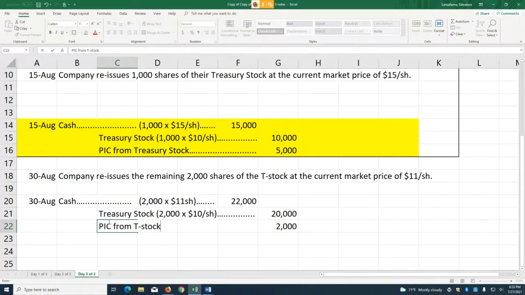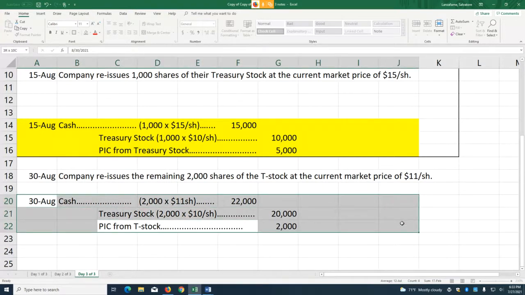So that would just be pick from T-Stock, and technically you could do the math if you wanted to be 2,000 times $1, right? Because $11 versus $10, that's a $1 difference. 2,000 shares times $1 a share gives you 2,000. So you don't have to show that math, but you could to double check your work. But that's what the answer would be. Great job.